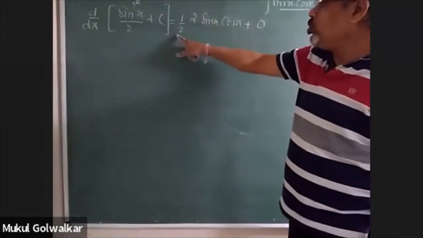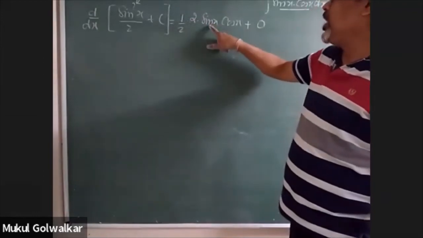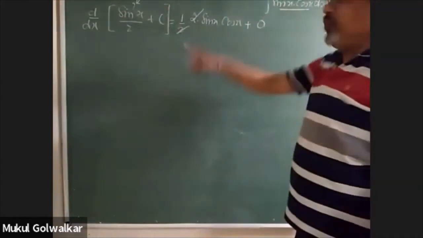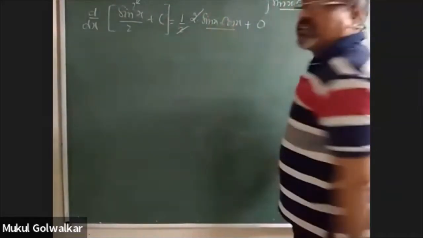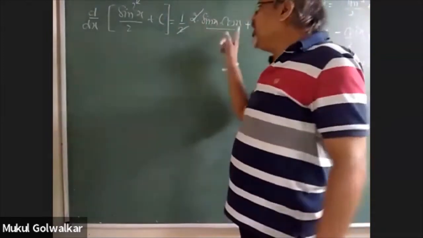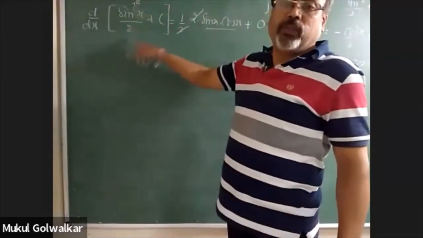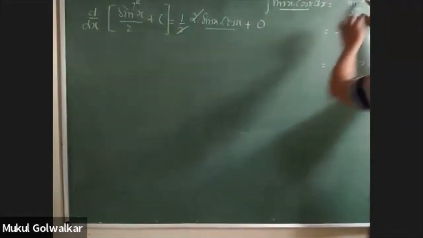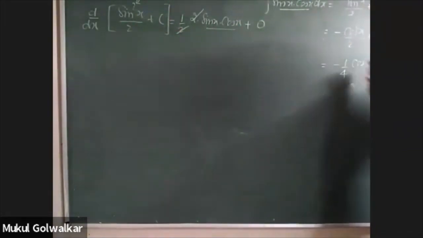So 1 by 2 multiplied by 2 into sin x into cos x. The 2 cancels, and finally what answer are we getting? Sin x into cos x. That means the original question, whose integration we wrote as sin square x by 2 plus c, is correct. So this shows that our answer sin square x by 2 is a correct answer.